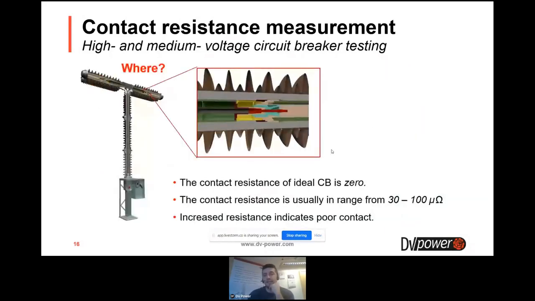As I said, the test is done directly on the contact chamber, because main and arcing contacts are placed in the contact chamber. So you need to connect directly to the terminals of the breakers, to the main contact circuit. Ideally, this resistance is zero. Of course, you cannot expect to have zero, but for modern breakers, it's very close to zero. It's in the range from 30 to 100 micro-ohms. And as I said, for generator breakers, you will sometimes find only a few micro-ohms resistance.